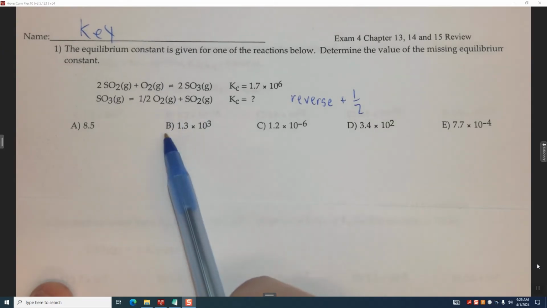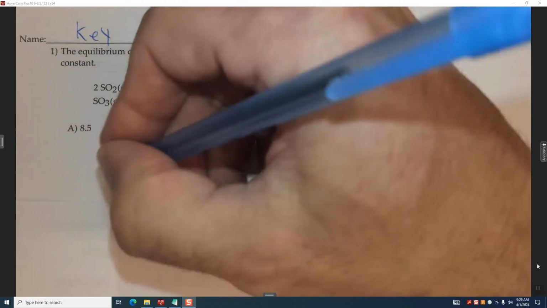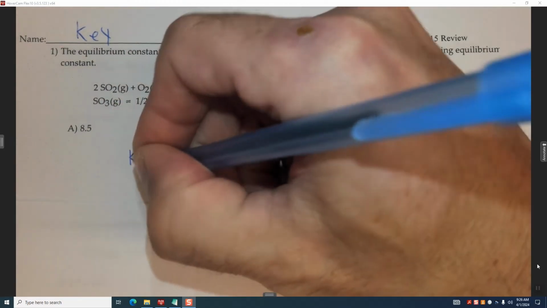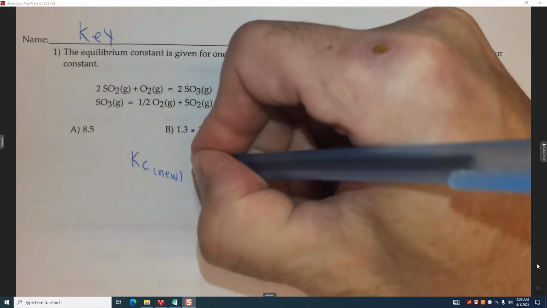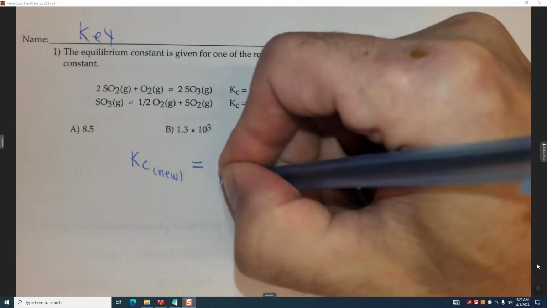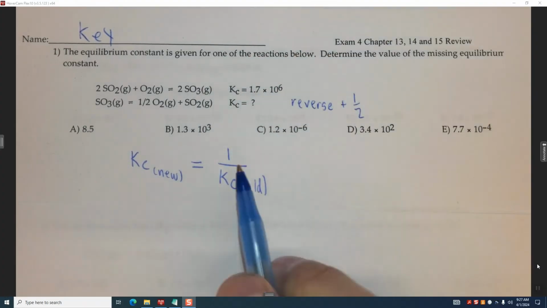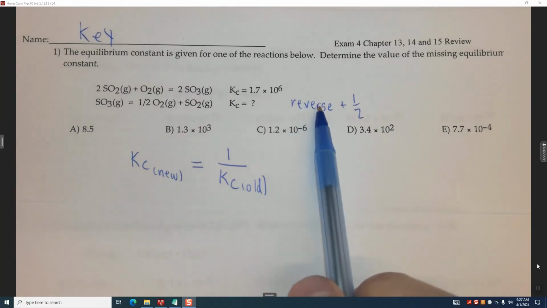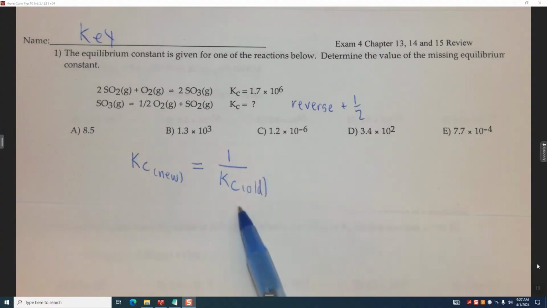So what do we do to the Kc? Well, in order to find the new Kc value, the Kc of the new reaction, or the bottom reaction, equals 1 over Kc. I'm going to call this old. Okay, why is it 1 over? Because we reversed the reactions. So instead of products over reactants, it's reactants over products, or we take the reciprocal.